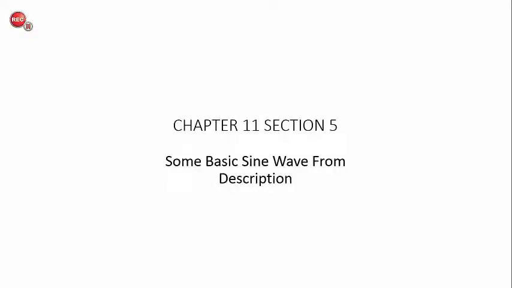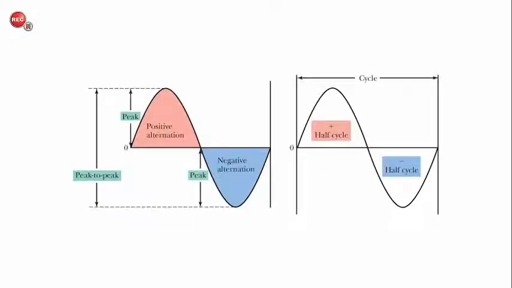This is section 5. It's called Some Basic Sine Wave Form Description, and that should say waveform, not wave from. And so this is a sine wave, and these are some of the important characteristics of sine waves that we want to make sure that we remember, and this is how we label them. Sine waves have two alternations. One is called the positive alternation, shown here in a sort of a pinkish color, and the negative alternation here shown in this blue color.